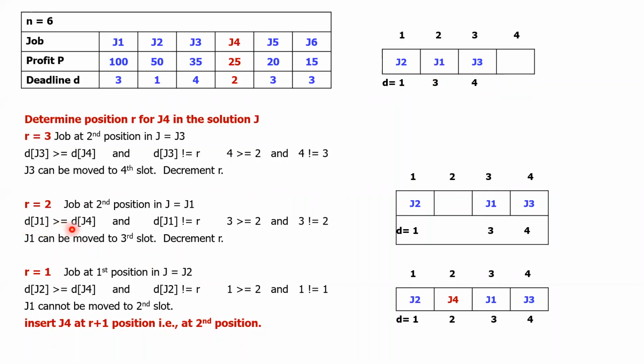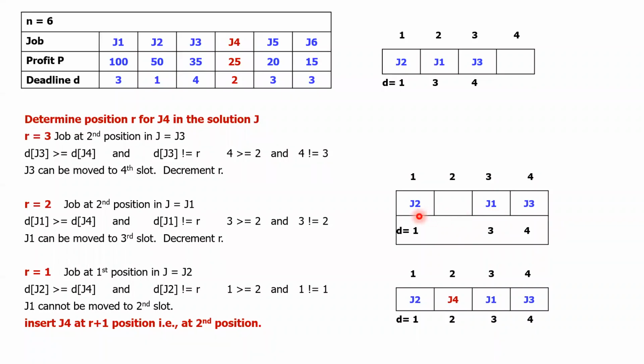Now again, you have to check. You have to decrement R value and you have to again check the conditions. Deadline of J1, is it greater than or equal to deadline of J4? And deadline of J1 must not be equal to R. If these two conditions are satisfied, J1 can be moved to the right side. Currently, it is in 2nd time slot. I'm going to move it into 3rd time slot. Now there is a gap here.